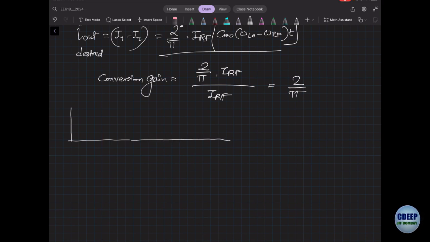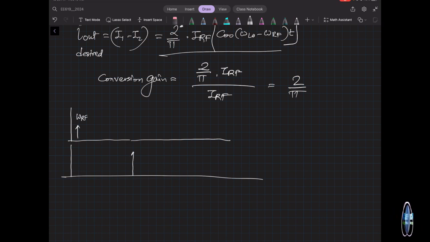Okay. Let's say this is my omega RF, and here is my omega LO. Agree? And if we mix them, what we expect at the spectrum is you will see these tones showing up here.